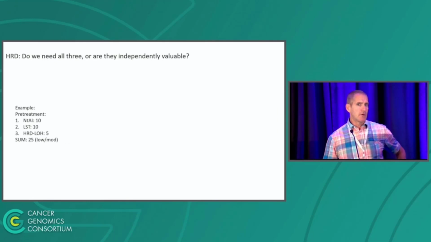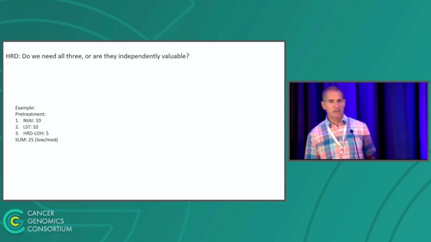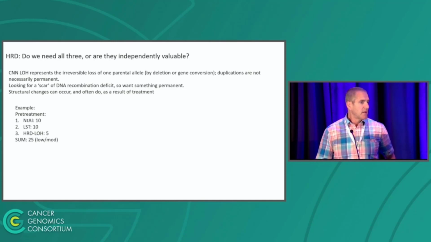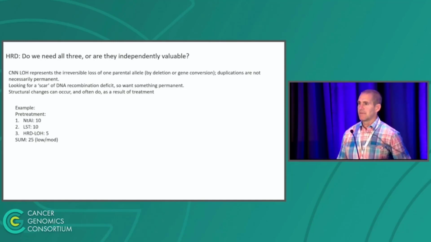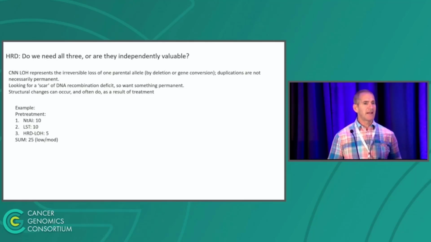So for the HRD score, the question here, and my apologies, this popped up too early, is do we need all 3? Do we have to go through and count all these, or can we just really look at 1? The copy-neutral loss of heterozygosity represents more of what's considered the genomic scar, and so that's what we tend to be more interested in. It's something that's permanent. You've lost one of the parental alleles, and you can't gain that back, whereas a duplication, you can simply lose that. So we tend to focus more on the LOH component, and I'll show you an example of why that is.